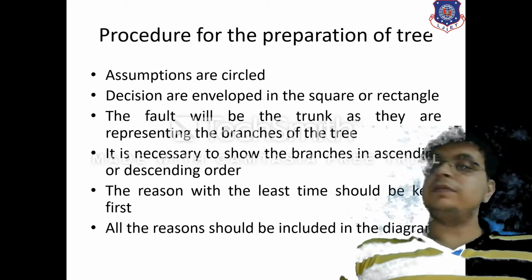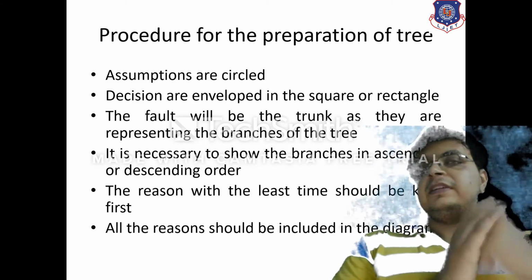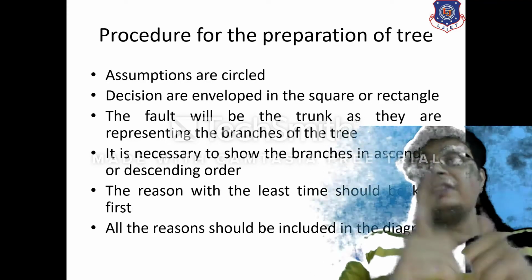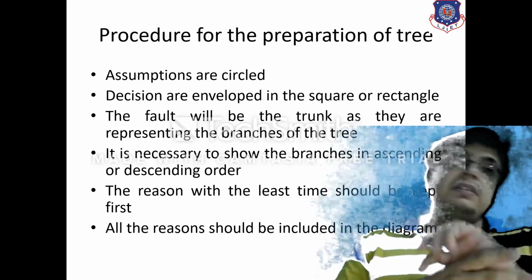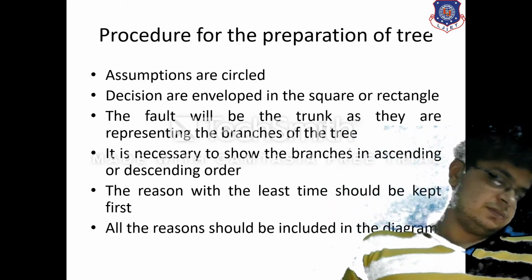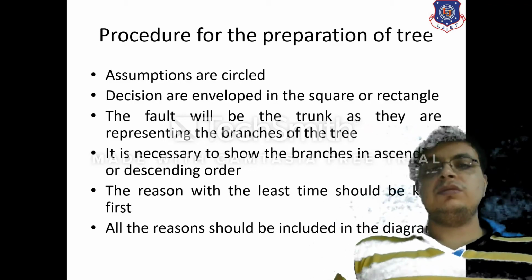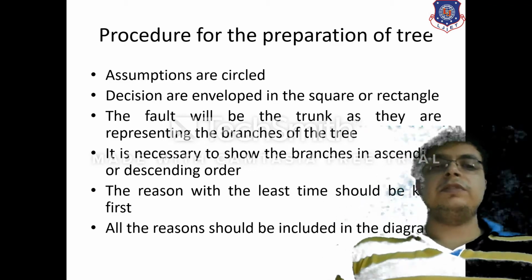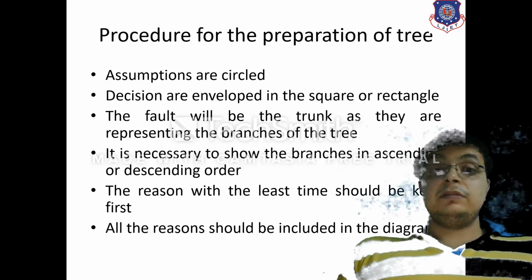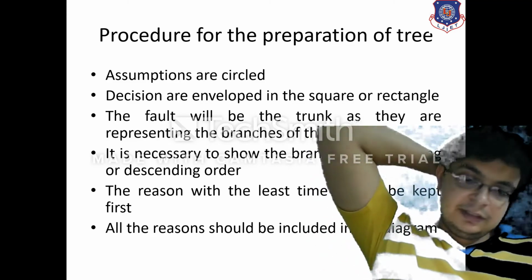Procedure for the preparation of the tree. First, the assumptions that are found should be circled, and the decisions that are involved should be enclosed in a square or a rectangle. So the first thing is to make the shapes. Next, the fault will be the trunk, meaning the fault is basically the trunk that is responsible.